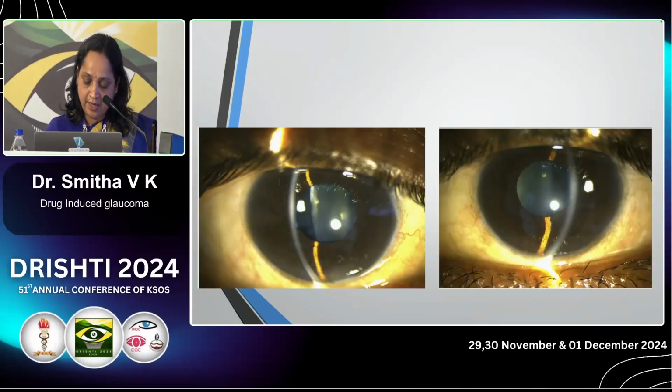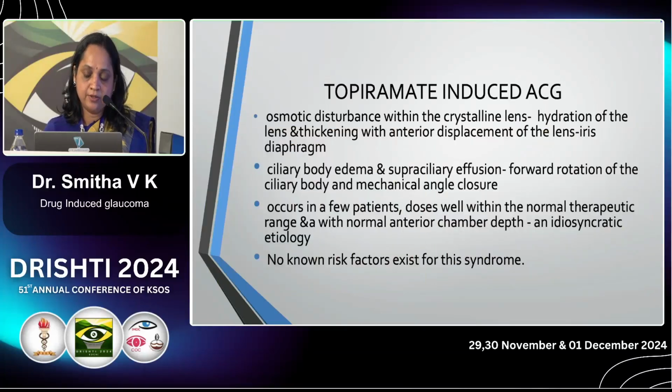This was the slit lamp photo on the day of discharge. So, topiramate-induced angle closure glaucoma. Topiramate can cause osmotic disturbance within the crystalline lens, leading to hydration of the lens and thickening with the anterior displacement of the lens-iris diaphragm.